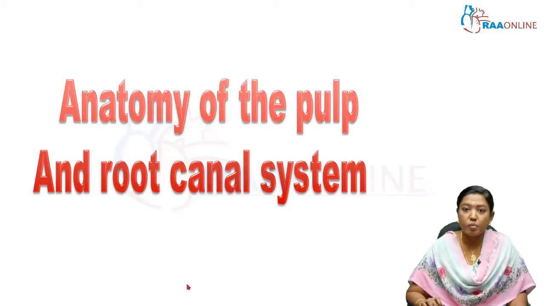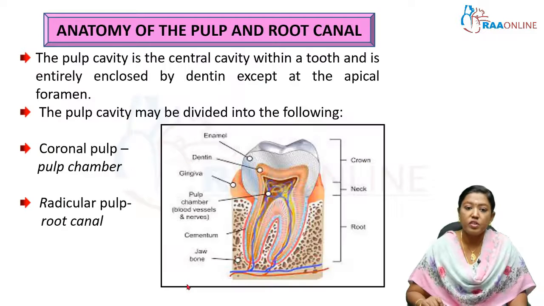So going into detail about the anatomy of the pulp and the root canal system. First, you see the pulp is basically a central cavity occurring within the tooth, and it is enclosed completely by dentin. What we see in the crown part is called the coronal dentin, and what we see in the root portion is called the radicular dentin.